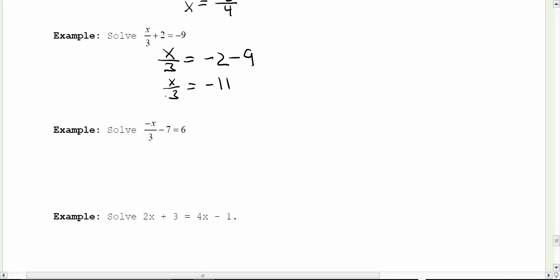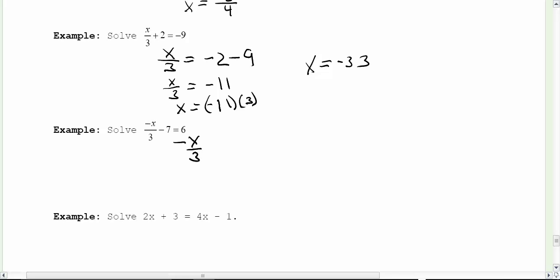Now I'm moving the 3, but I'm dividing by 3. So I'm going to bring it to the other side, multiplying by 3. And so the answer to this one is -33. Again, just stop the video and try working them.